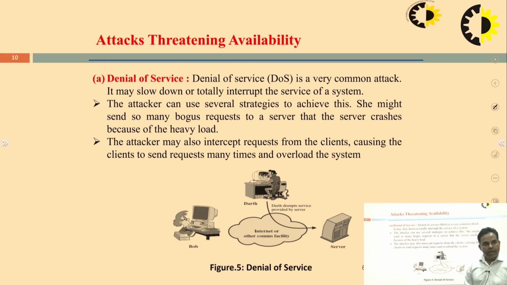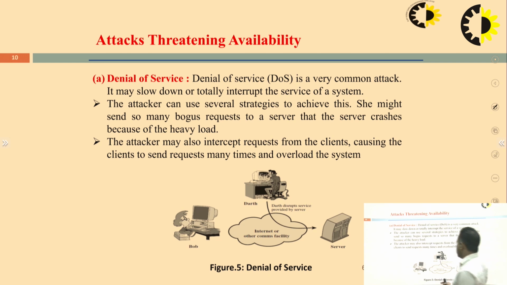The next category is attacks threatening availability. We have already discussed that denial of service is a very common attack over the network. It may slow down or totally interrupt the service of the system. If any user wants to access the services over the network, an attacker may totally disrupt those services, and the attacker may also interrupt requests from the client, causing the client to send requests many times and overload the system. That's why the service is not available instantly to the user.